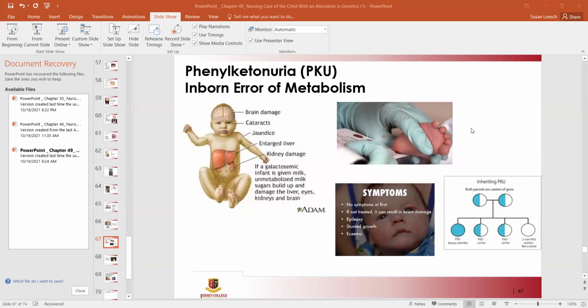For amino acid disorders like PKU, we want to make sure that we test for this in the first few hours after the baby's born. So we're going to wait until the baby takes in some milk, and then we're going to test for this, because we have to see how the baby responds to the protein once it's taken in.